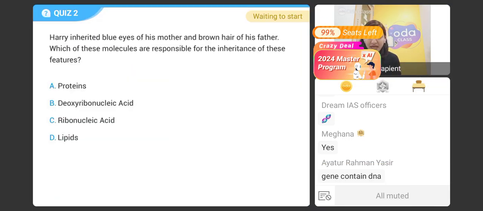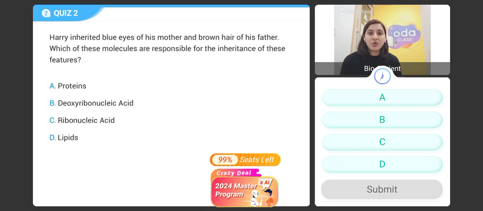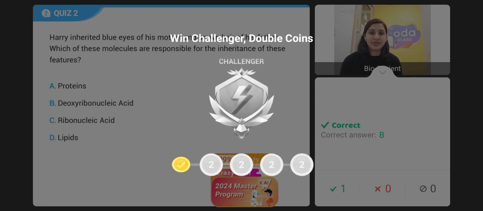Harry inherited blue eyes of his mother and brown hair of his father. Which of these molecules is responsible for the inheritance of these features? Proteins, deoxyribonucleic acid, ribonucleic acid, and lipids. What is the correct answer, students? You have 20 seconds.